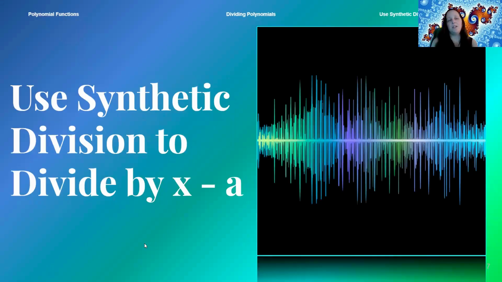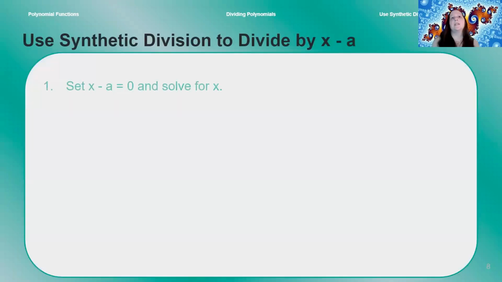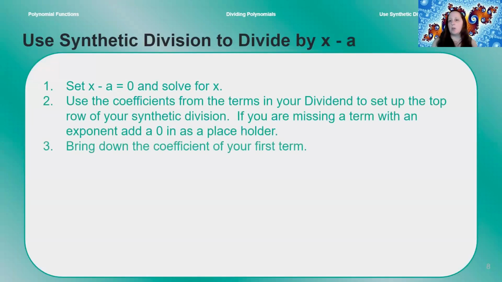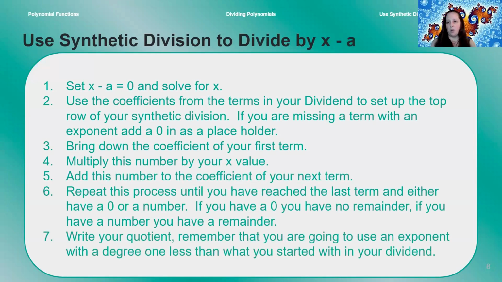Use synthetic division to divide by x minus a. So when we're using synthetic division, we're going to set it up very similarly to how we did long division. It's actually just a more simplified form of long division, okay? This does work with any binomial that you're dividing by, but you have to do a little bit of manipulation if it's anything other than 1x minus a value or 1x plus a value.